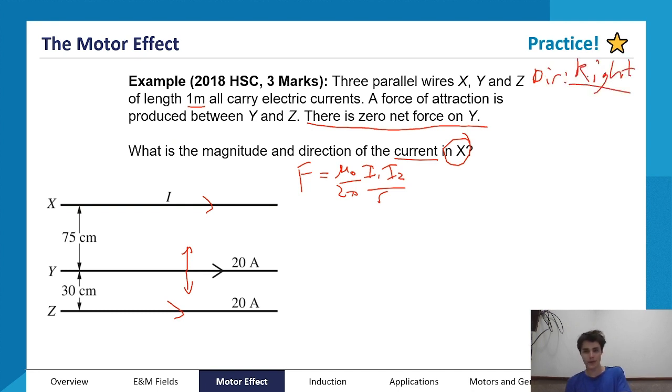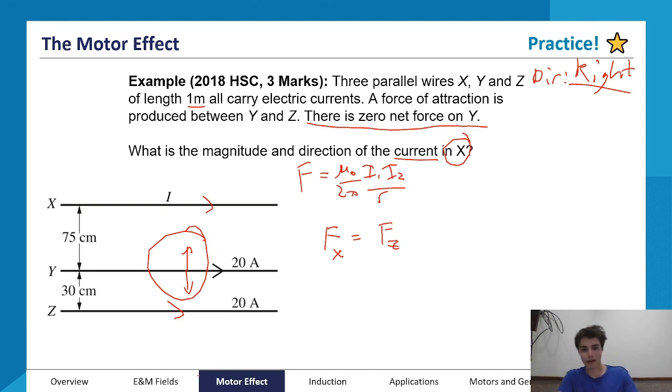Let's make a jot note of that, because now I guess we need to get into some of the slightly spicier stuff, which is we need to figure out what the magnitude of the current in X is going to be. Now to do that, we can use the exact same process, which is that we said the force acting on Y due to Z is going to be equal and opposite to the force acting on Y due to X. So we could write that as saying the force due to X has to be equal to the force due to Z.